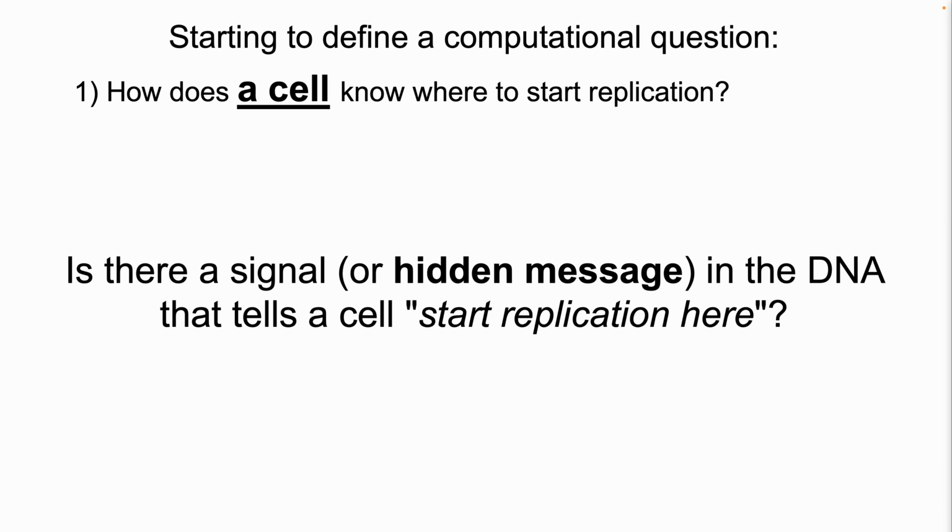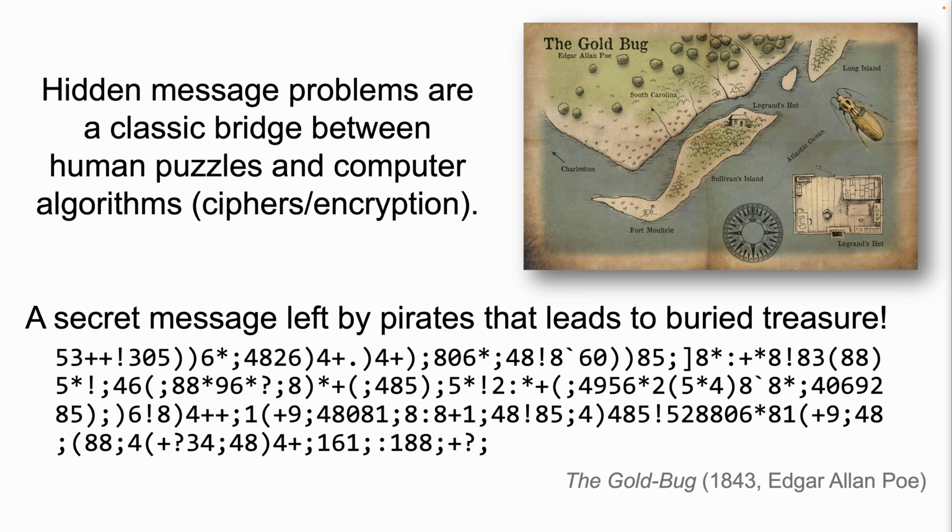So that's the cross-pollination here: hidden message problems are a classic bridge between human logic puzzles and computer algorithms. Ciphers and encryption software all go back to trying to figure out what the hidden message is. This is from the textbook example. They go back to the Gold Bug essay, Edgar Allan Poe, published in 1843. It's one of the classic examples of a ciphertext, and then figuring out the cipher, that is, the algorithm that translates it. And they do it by frequency analysis.